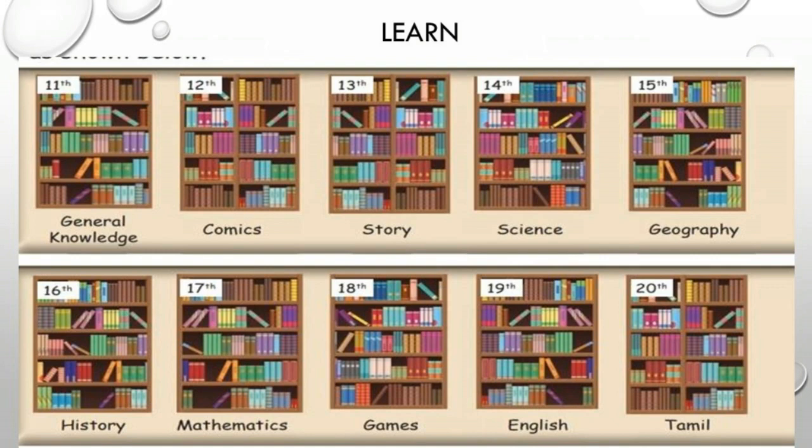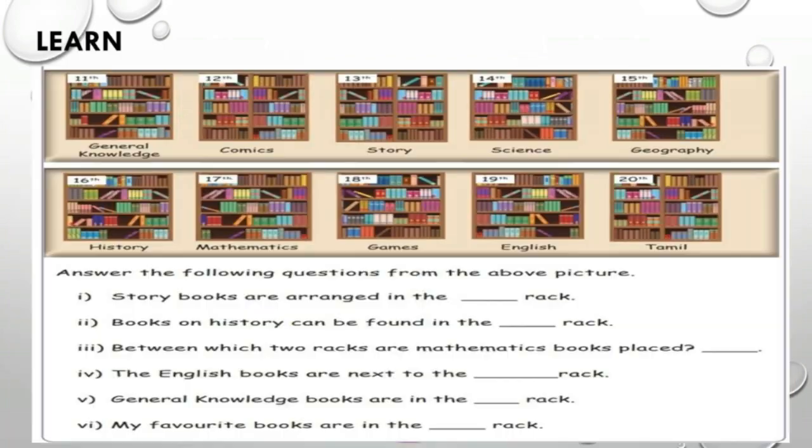In the 17th rack, we have maths books. And the 18th rack is a games book. English books were kept in the 19th rack and Tamil books were kept in the 20th rack. So now we can answer the following questions on seeing the picture. Story books are arranged in the dash rack. In which rack were the story books kept? Yes, it is kept in the 13th rack. And the books on history can be found in the dash rack. It is in the 16th rack.